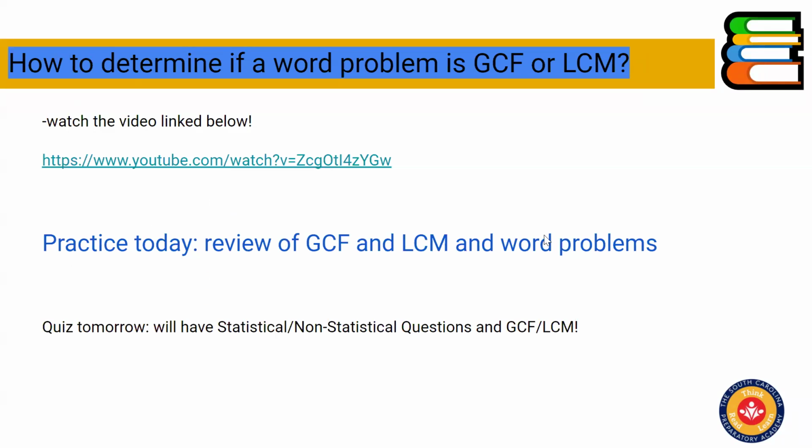So do that practice today, and then tomorrow's quiz will have both the statistical and non-statistical questions that we did yesterday and the review of GCF and LCM for today. All right, get this practice done. Check over the video going over it, turn that in, and make sure you're clear on that and you've reviewed it well. All right.